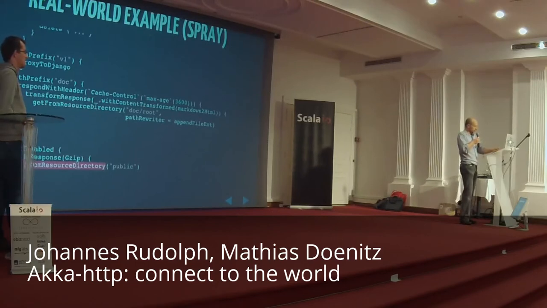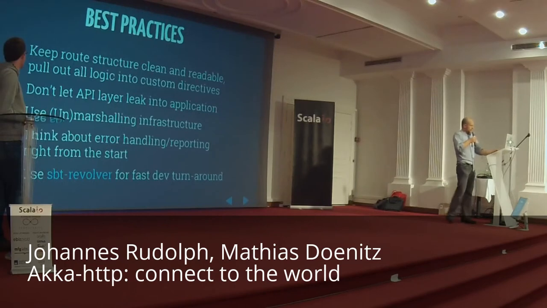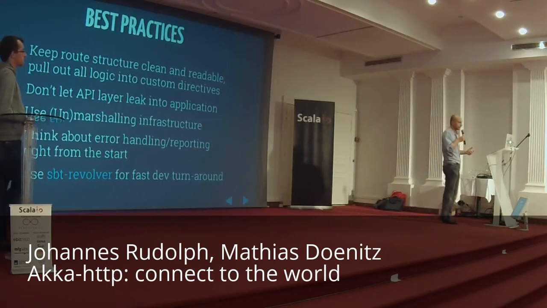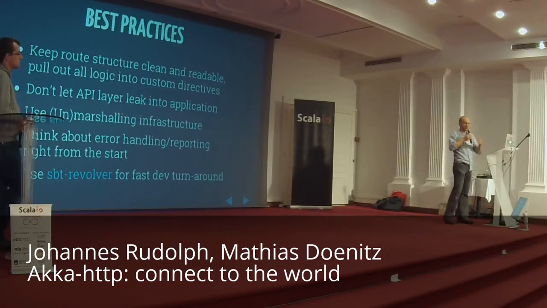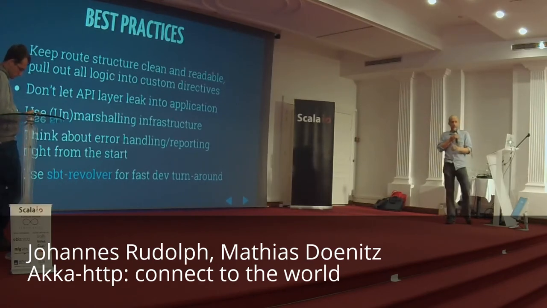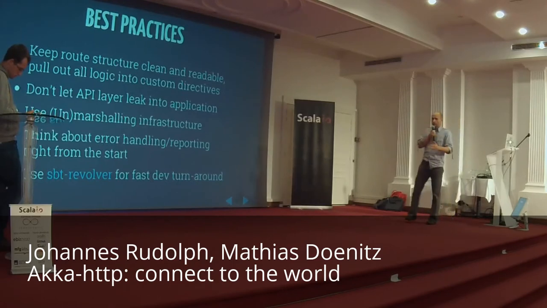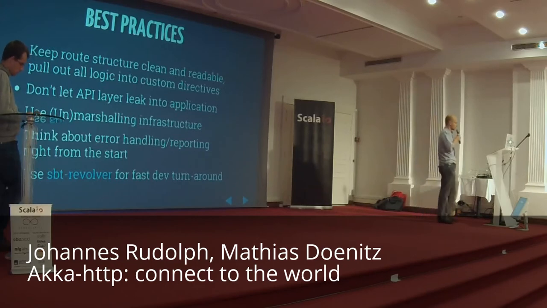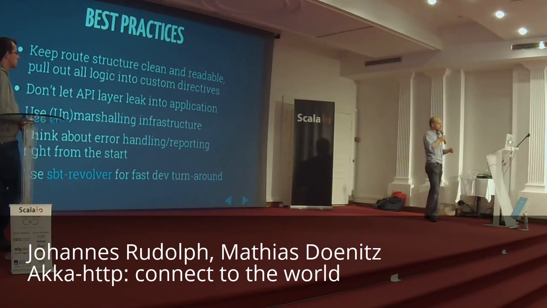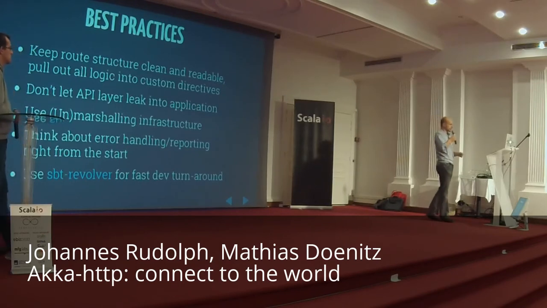Good. We're almost done. Best practices. As I said, it's helpful if the route structure is clean, readable, and there's not too much code in there. If you find yourself having to put in a lot of logic, then it makes sense to pull it out into your own directives. It also makes sense to keep the architectural separation between the API layer that we've seen and the core of the application in the back end, which is helped by the unmarshalling and marshalling infrastructure as we've seen.